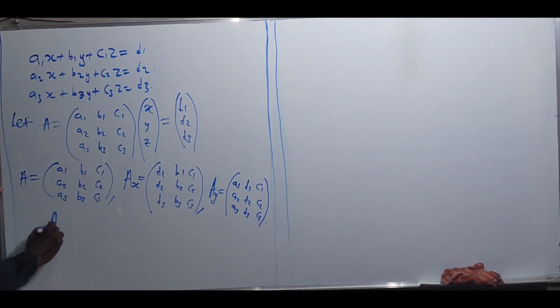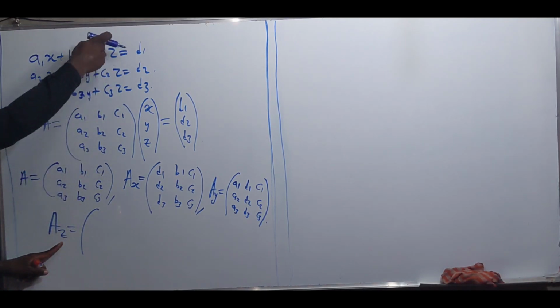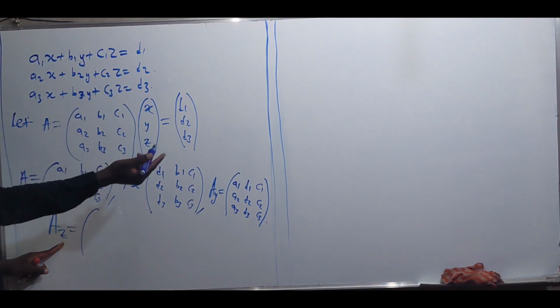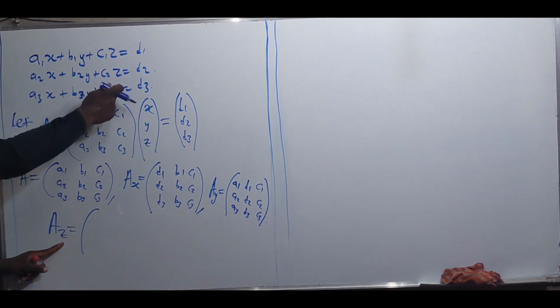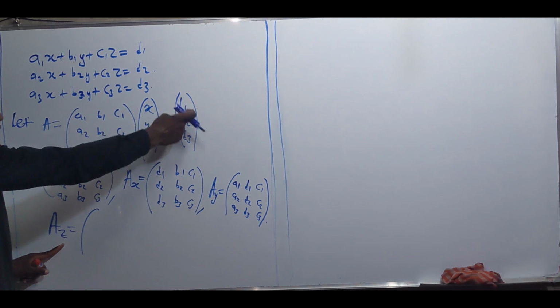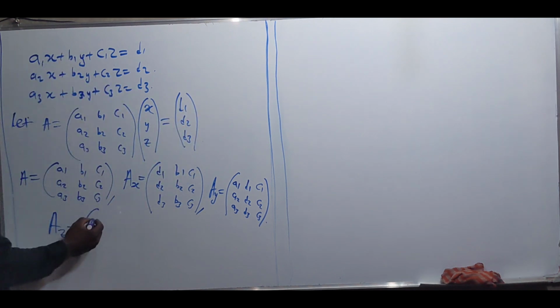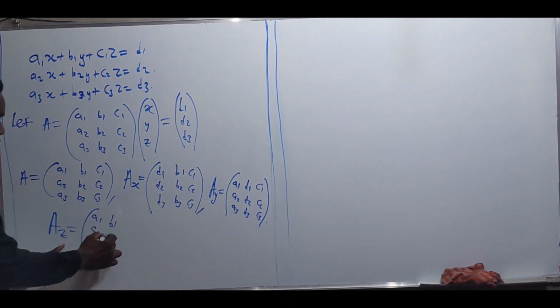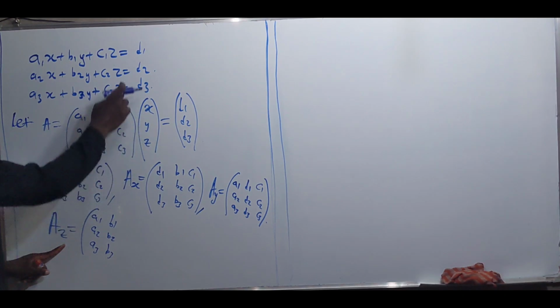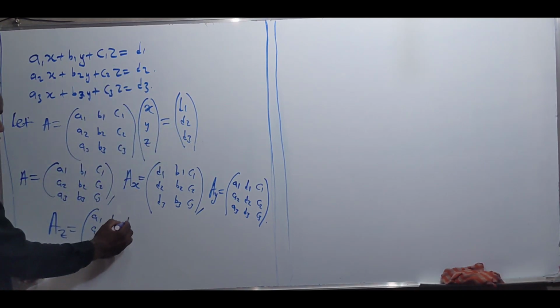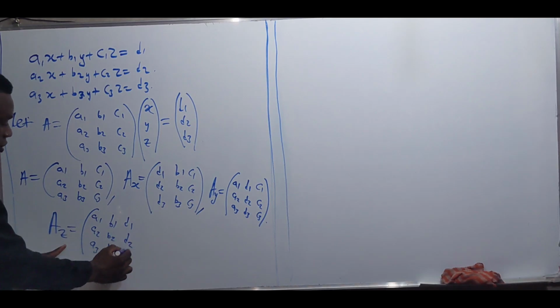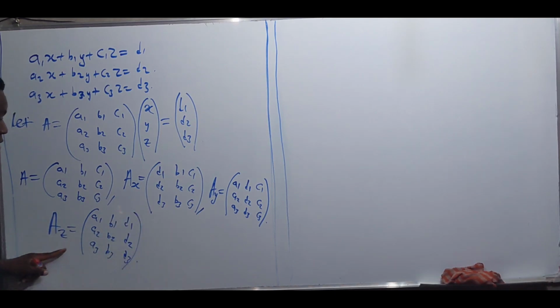Similarly, for the augmented matrix A with respect to the z values, I'm supposed to substitute the z coefficients, C1, C2, C3, by the D values. So I'll have A1, A2, A3 remaining the same, B1, B2, B3 as well, but the coefficients with respect to z I substitute with D1, D2, as well as D3.